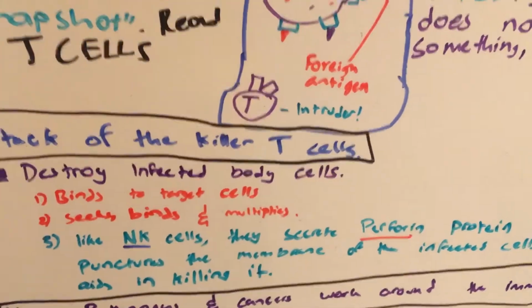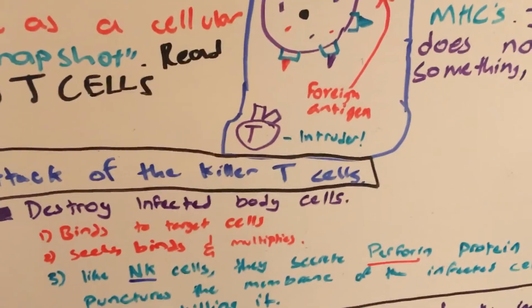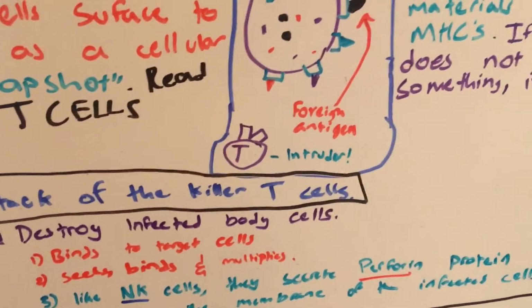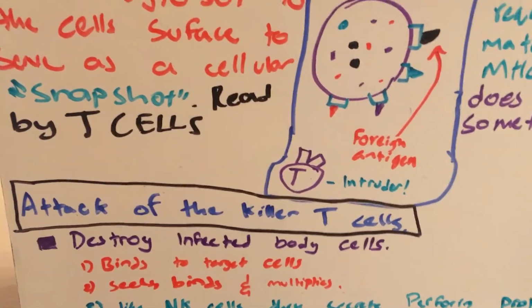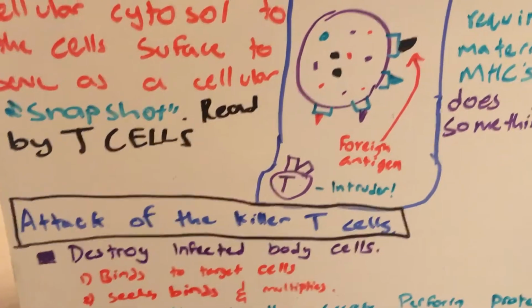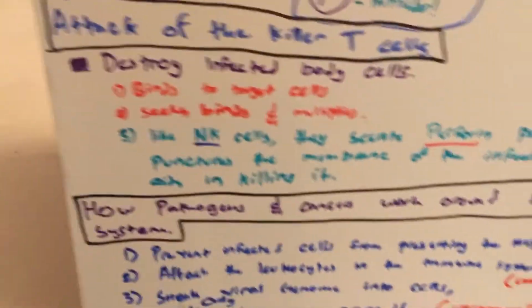Also, remember, T cells specifically go after specific cells, unlike the non-specific cells that just go after anything that they don't recognize. T cells are trained to go after specific things.